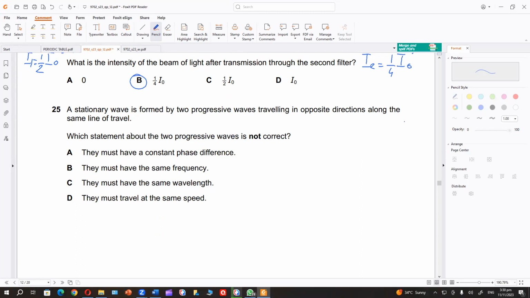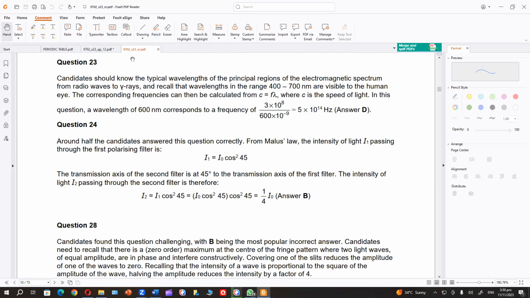Let's see the comments there, because this question was difficult. The examiner says around half the candidates answered this question correctly. From Malus's law, the intensity of light I1 passing through the first polarizing filter is this. The transmission axis of the second filter is at 45 degrees to the transmission axis of the first filter. The intensity of light passing through the second filter is therefore this.